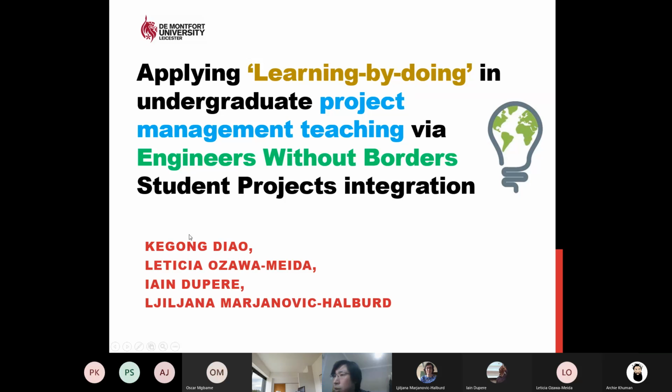My name is Kegung, and I and Letitia co-lead the module together with the great support from Ian and Liliana, who are the Associate Head of School and Head of School of the Engineering and Sustainable Development, respectively.